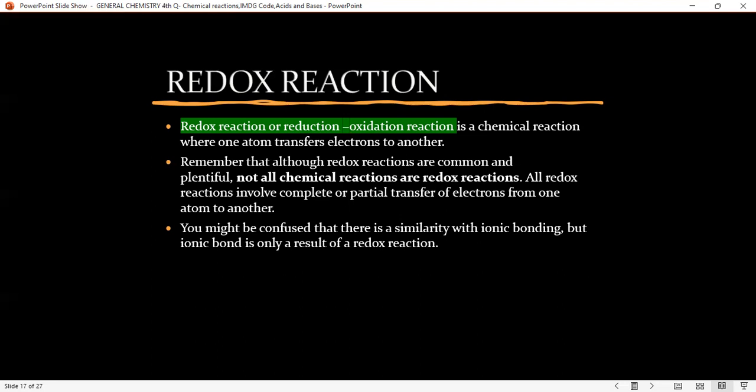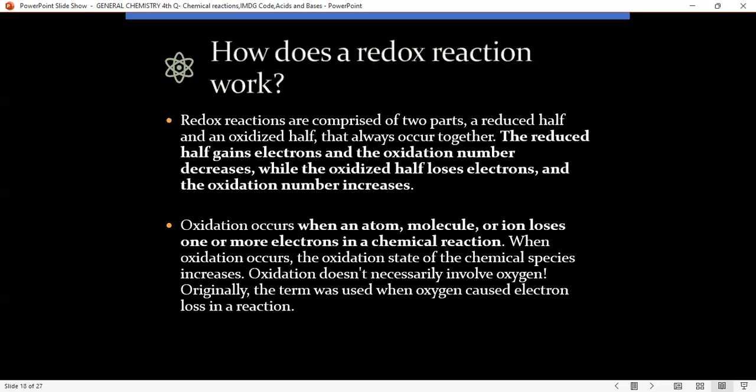So what you need to remember in redox reaction is that there is a complete or partial transfer of electrons from one atom to another. Okay, you might be confused because there is a fine line of similarity with ionic bonding, but ionic bonding is just a result of a redox reaction. Most of the chemical reaction types that we have already discussed are also a result of redox reaction. All right. So how does this work?